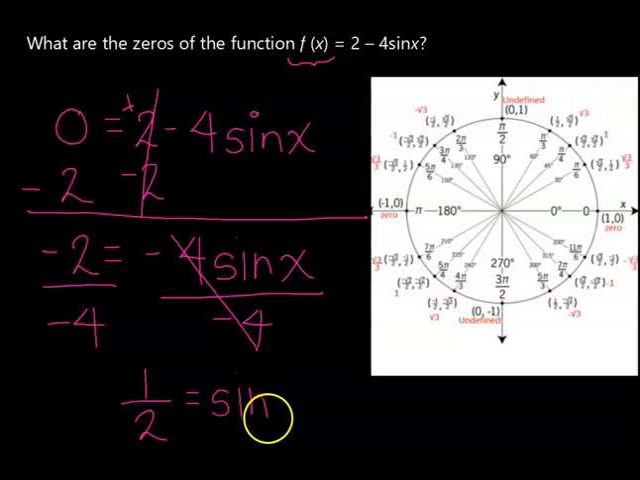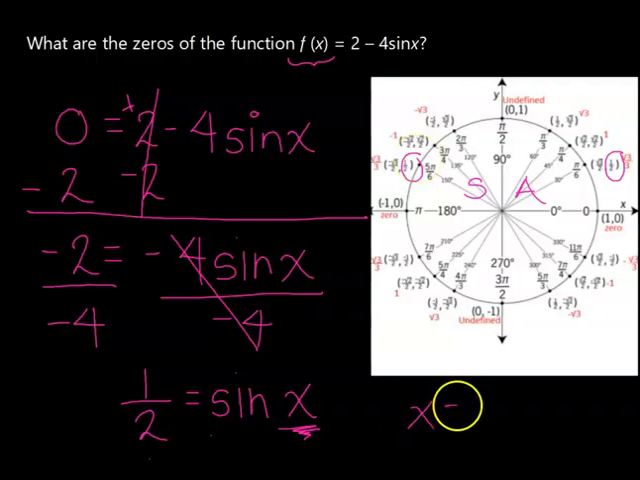So to find x, we're looking for the angle x where sine is equal to 1/2. Keep in mind that again, sine is only positive in the first and second quadrant. So those two angles, the y values would be pi over 6 and 5 pi over 6. So x would equal pi over 6, and x would equal 5 pi over 6.